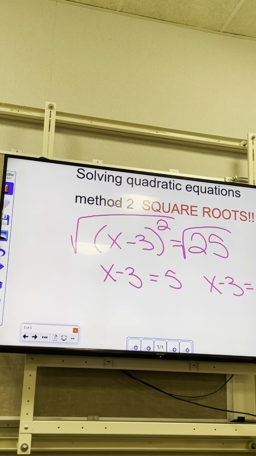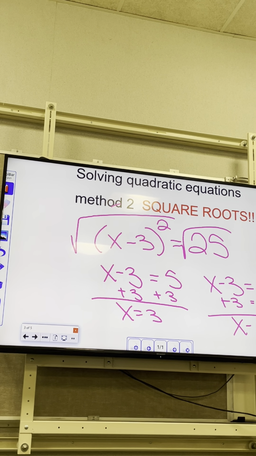So here's what we're going to do. We're going to add 3 to both sides, so we're going to get x equals 8. We're going to add 3 to both sides, and we're going to get x equals negative 2, which is why I said it's not always the same answer. In a hostage situation, you get 2 different answers.